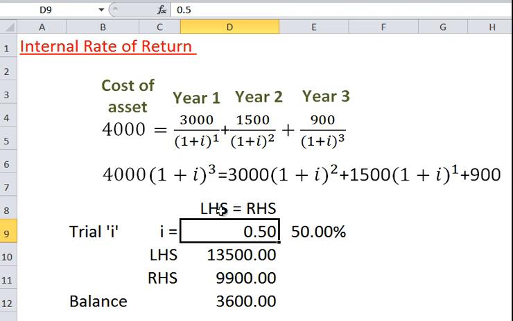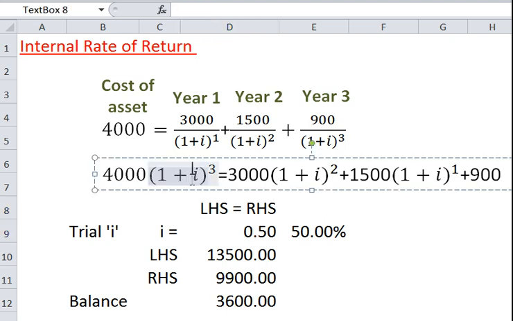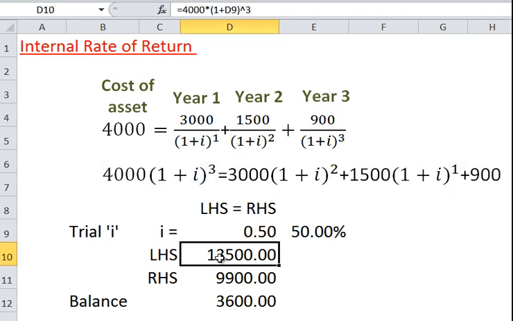So the left-hand side of the equation here, this one here is 4,000 times 1 plus D9, 1 plus D9, 1 plus 0.5, raised to the power of 3. And if I is 0.5, that's the figure we get on the left-hand side.